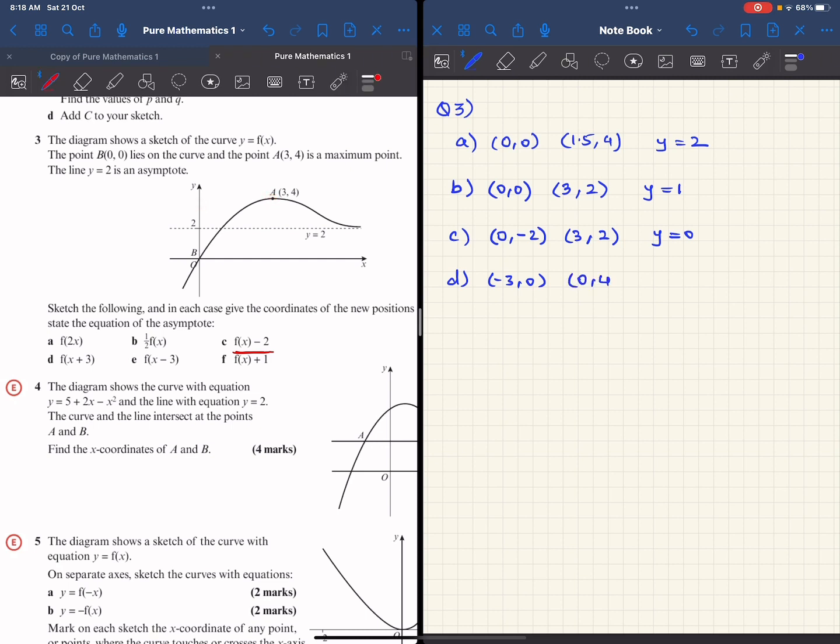0, 4. The asymptote is y is equal to 2. So the graph will start from here, and this will be the highest point, and it will be like this.